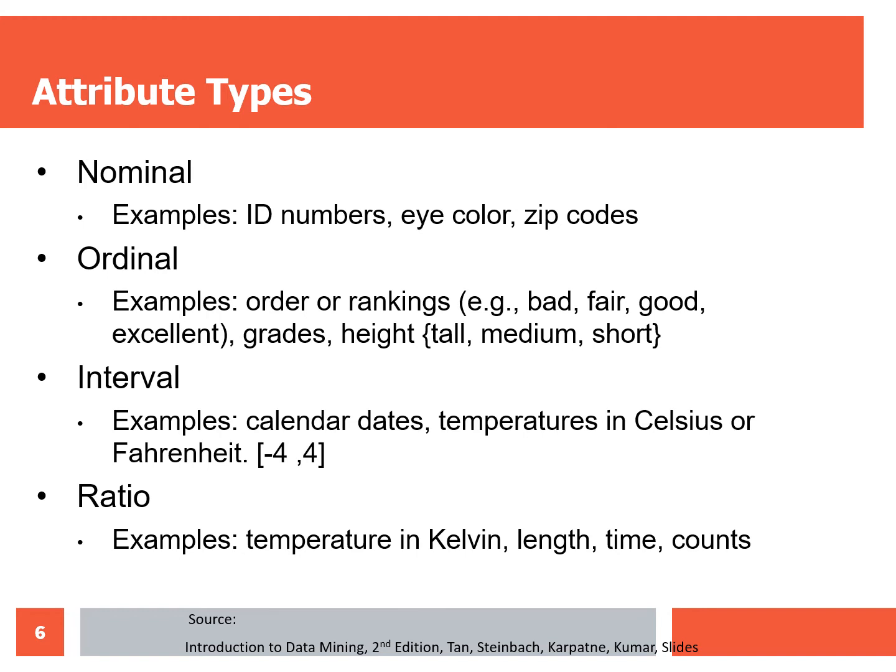Then interval is like calendar dates or temperature in Celsius or Fahrenheit, where you can measure from and to. These are interval attributes. Ratio is temperature on the Kelvin scale. As you know, the Kelvin scale is calculated in terms of ratio. For length and time also, you can take ratios. For various counts you can take ratios. So some attributes are in the form of ratio attributes.